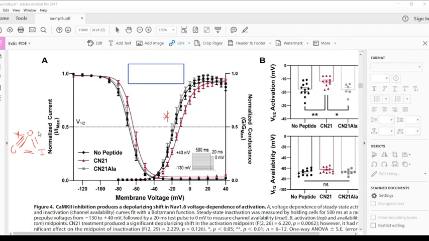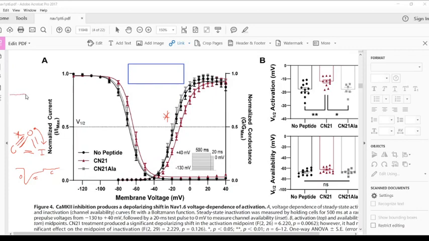Alright, so what about inactivation? So remember that what happens when the sodium channels are out, they open, and then they go into this inactivated state. So here they open, now they're inactivating, and then when we turn the voltage off again, they're closed again. So how do we measure this here? Well, it's actually quite clever. What you do is you do two steps. I'll start with the second step first.